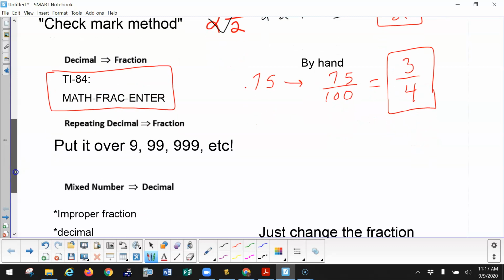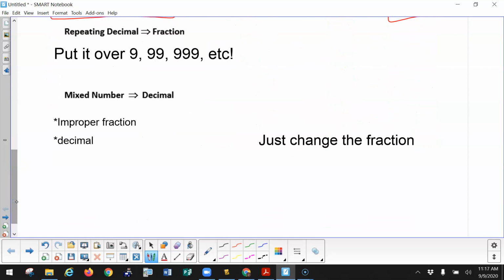Now, when we're talking about repeating decimals and taking those to fractions, we're going to put it over nines. So you put it over the number 9 if it's 1 decimal place, you put it over 99 if it's 2 decimal places, so on and so forth. So, for example, if I have 0.5 repeating, since that's only 1 decimal place, I'm going to go ahead and put my 5 over 9.